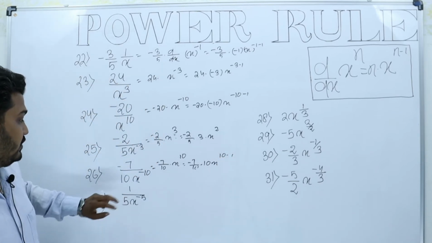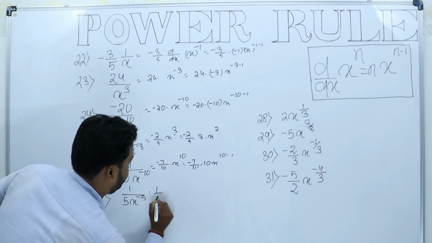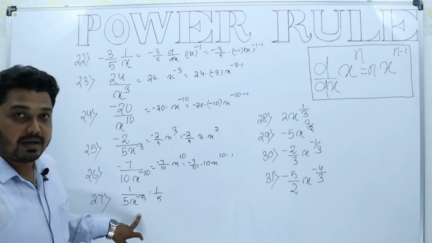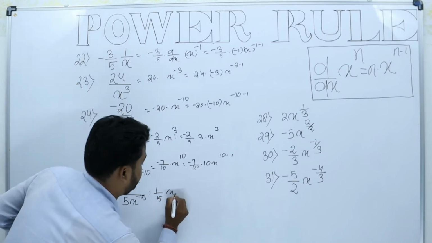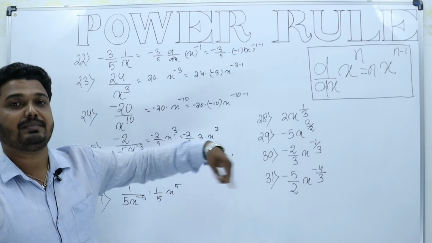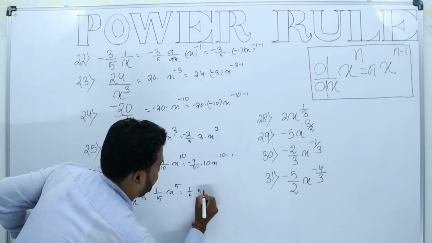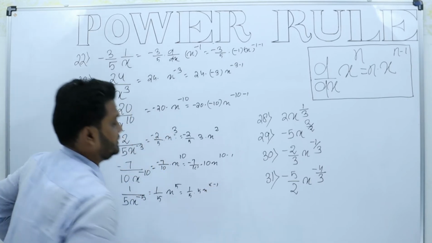Now next, 1 by 5 x to the power minus 5. Again here 1 by 5 is constant. X to the power minus 5 can be written as x to the power plus 5. Here the power is 5. Next step it is 5 x to the power 5 minus 1. So 1 by 5 remains same. It is 1 by 5 into 5 x to the power 5 minus 1.